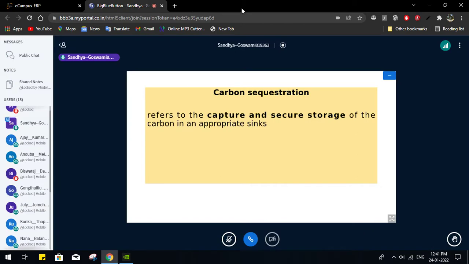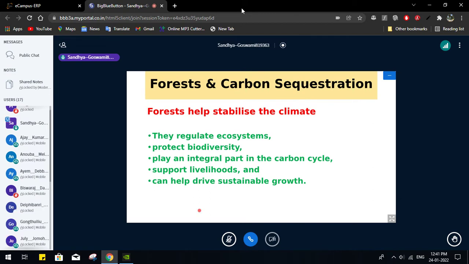And as I told you earlier, there is the photosynthesis process in trees, so they utilize carbon dioxide and it is converted into biomass. Biomass means the wood that we have. So for whatever wood is around you, around 50% of the weight of that wood is carbon. Until it gets burnt, degraded, or decomposed, that carbon is securely stored in the wood. So it is one of the appropriate sinks. Carbon sequestration is the capture and secure storage of carbon in an appropriate sink.